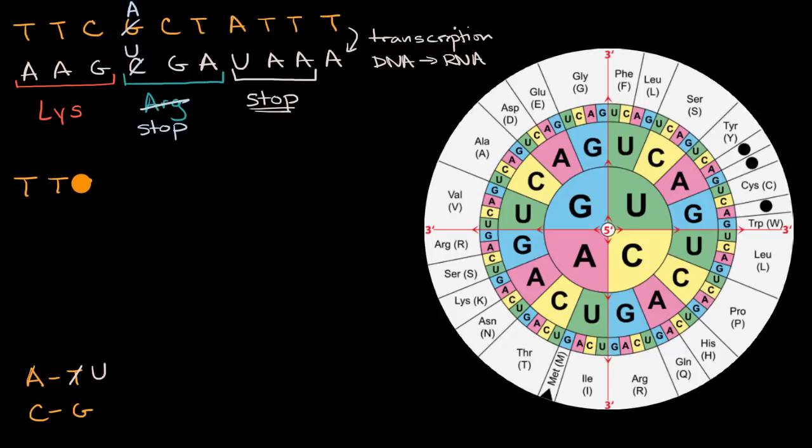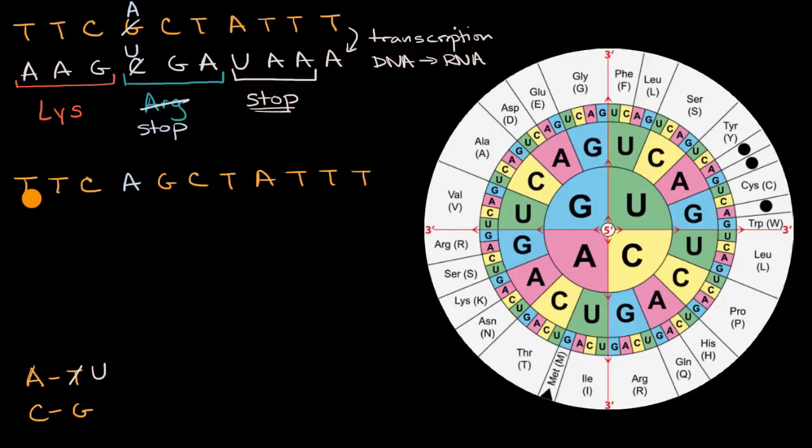T, T, C, and then we have A, and then you have G, C, T, G, C, T, A, T, T, T. So what just happened here, this was our original sequence, but the A got inserted here. It didn't replace the G, and so everything got shifted to the right. Now what are we coding for?